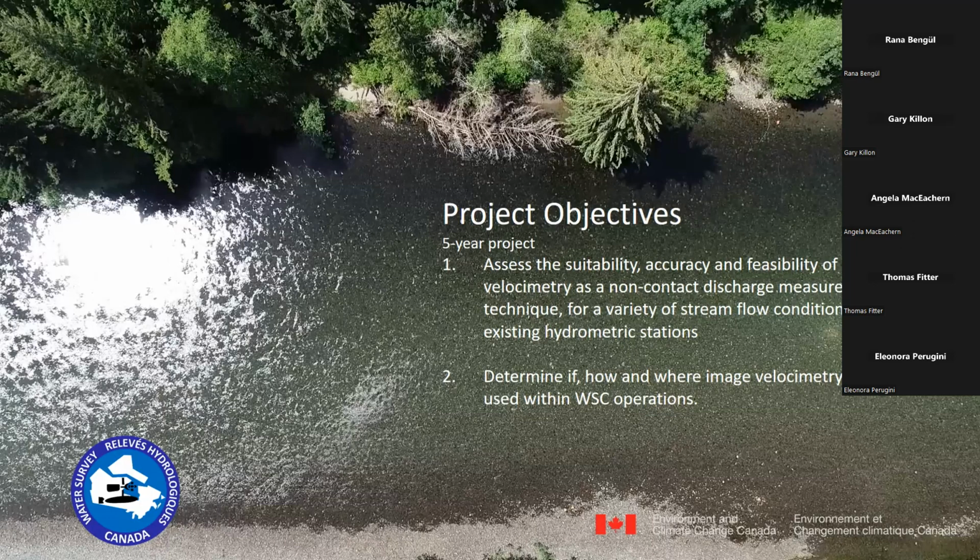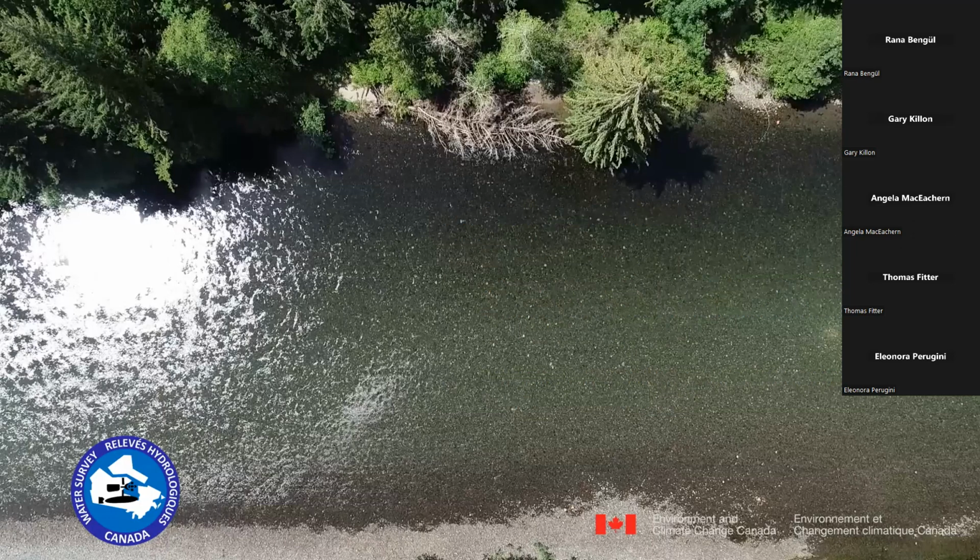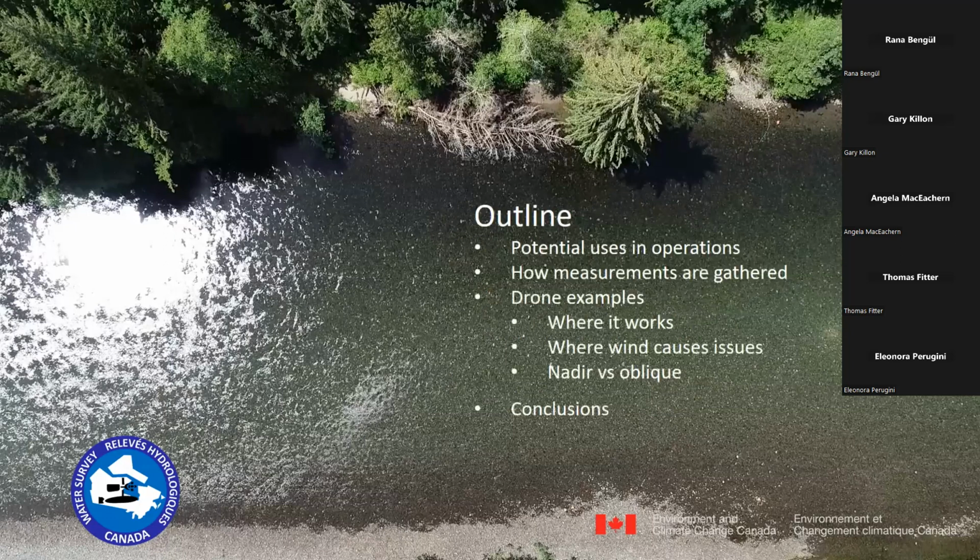So yeah, this presentation is largely from an operational perspective. And for an outline of the presentation, first I'll give potential uses that we see in operations, talk about how we're gathering measurements, and then I'm just going to go through some use cases of where it works, where wind causes issues, and then different angles and how that affects ultimately the discharge, how I've seen that, and kind of throw some questions out there that I'm hoping people can help with, and then finally some conclusions.